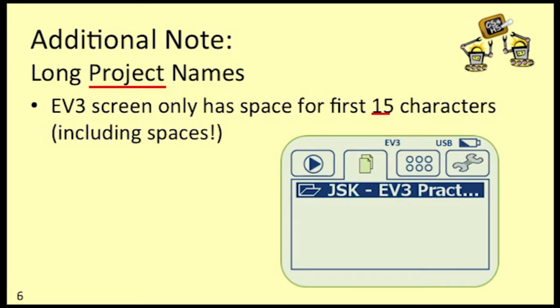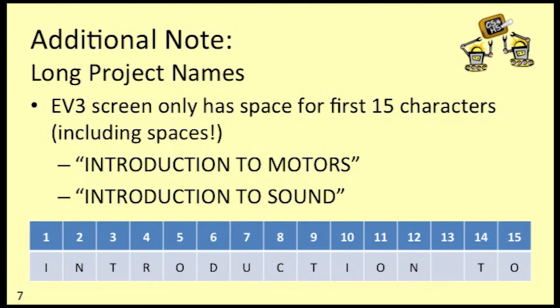While you can give your projects arbitrarily long names, it's worth noting that the EV3 display is so small that it only shows the first 15 or so characters in a project name, followed by some ellipses. So if you have 2 projects, the first called Introduction to Motors and the second called Introduction to Sound, on your EV3 screen you'll only see the words Introduction to in both cases, since that already uses up all 15 characters, and so you won't be able to distinguish between them.